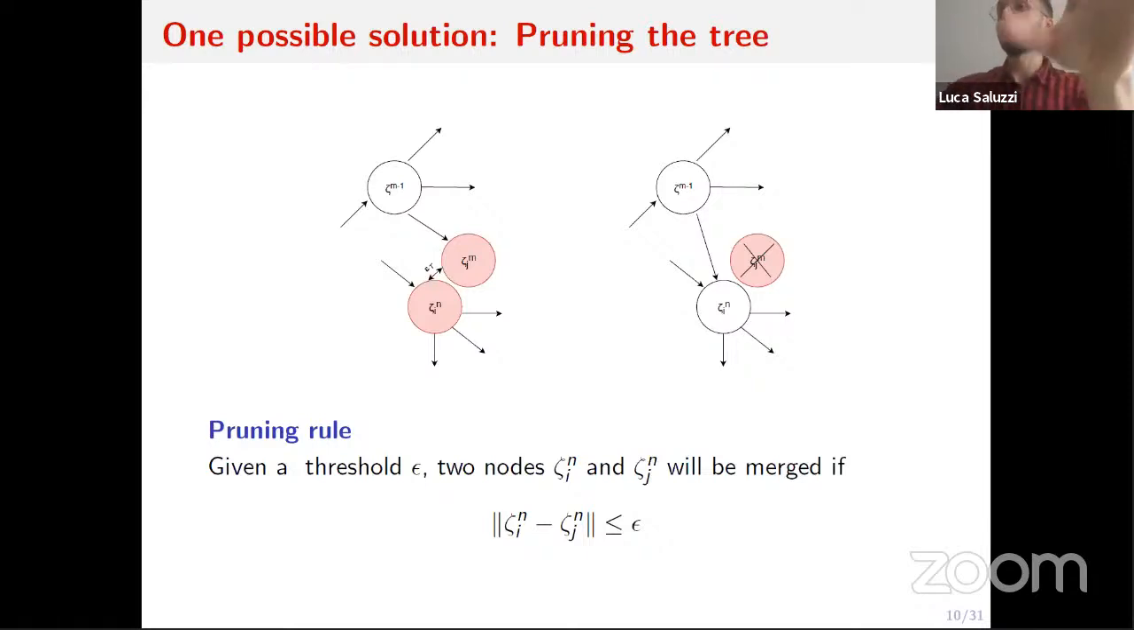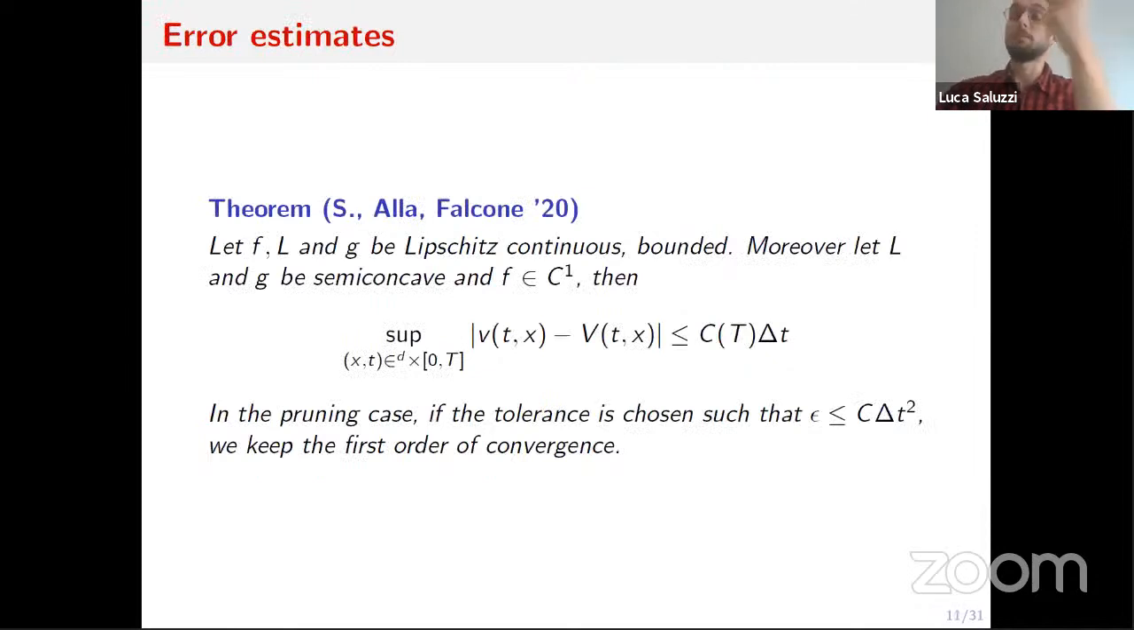And what can we say? This is the pruning. What can we say about the error estimates? So for the error estimates, we base our error estimates on a paper by Falcone and Giorgi, where under just the Lipschitz continuity assumptions, they get order 1/2. In this submitted paper, we are adding more hypotheses.